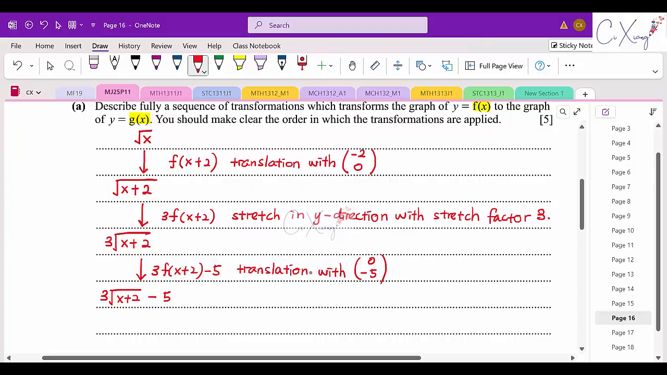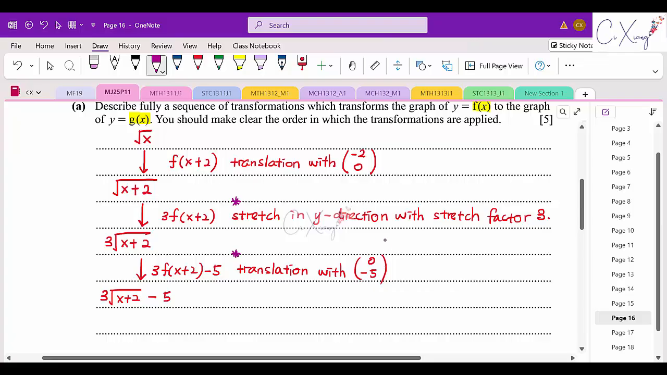There are some other ways for you to express your answer. Some students will ask, can I combine the translation in x and the translation in y together? Because one is in the x direction and another is in the y direction, no matter which one comes first, it doesn't matter. But our problem is we have a stretch in the y, and this is also a translation in the y. When you have both transformations in the y direction, you have to be very careful. We need to know which one must come first.